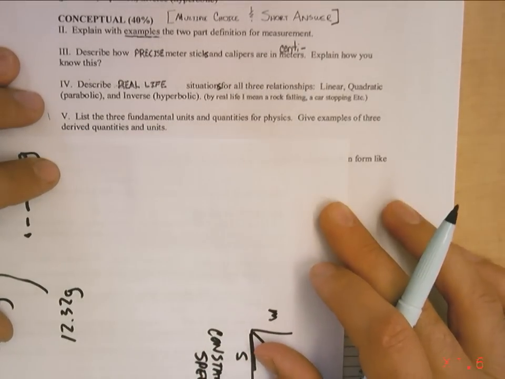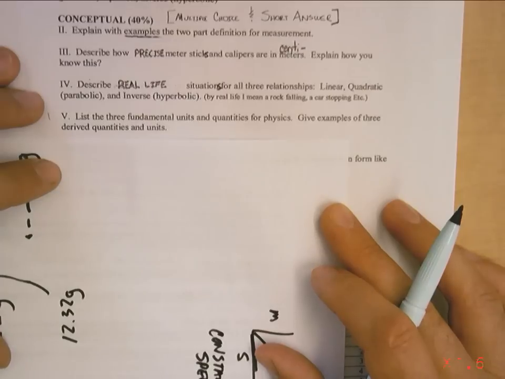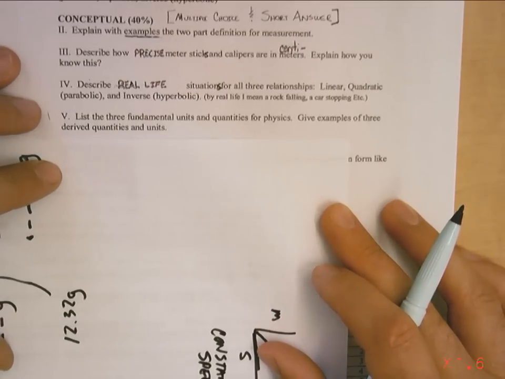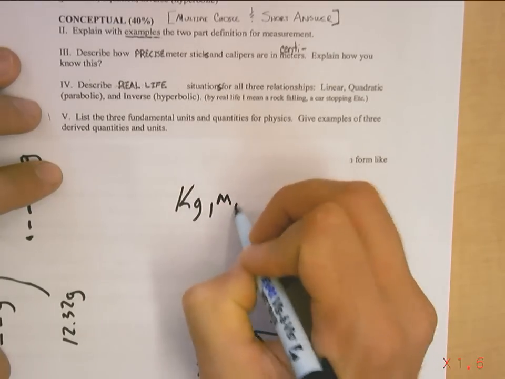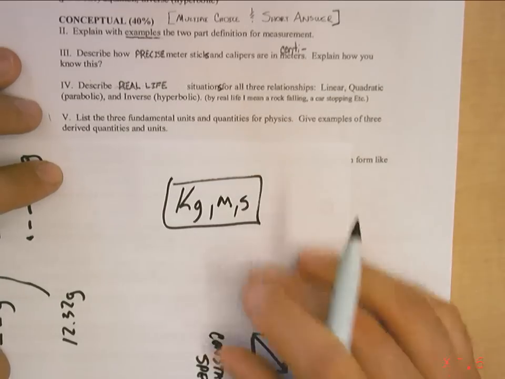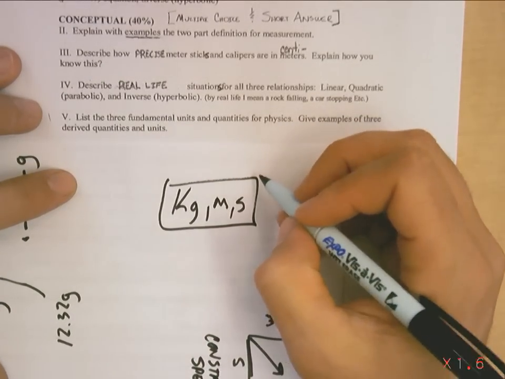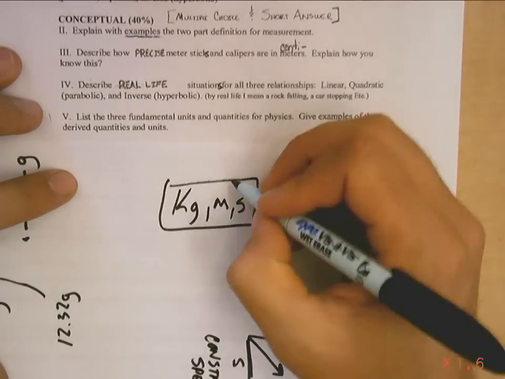Lastly, in the conceptual, looks like we're approaching 10 minutes here. So lastly, in the conceptual, we have the 3 fundamental quantities and units for physics. So the 3 fundamentals are the kilogram, the meter, and second. And what those are going to do is they're going to make up all the other 7 derived quantities that we're going to have in the first semester.